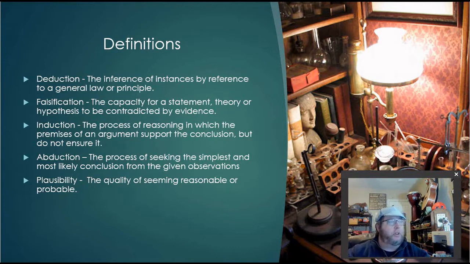Abduction: the process of seeking the simplest and most likely conclusion for the given observations, meaning the simplest answer is the correct one, or the inference to the best explanation we possibly can find, which is the primary way we do science in archaeology. And plausibility: the quality of seeming reasonable or probable, meaning is it the most likely scenario and the most likely conclusion of the variety of conclusions that we could come to based on the evidence we have.